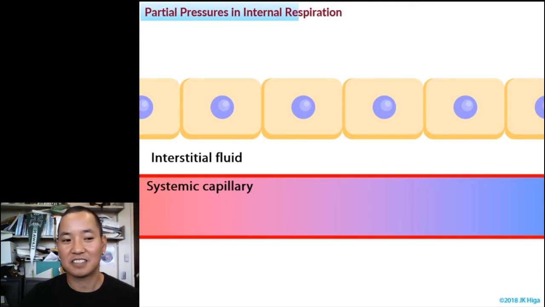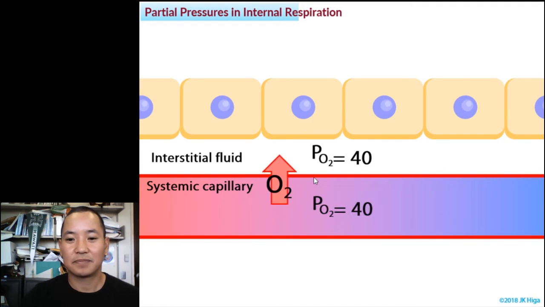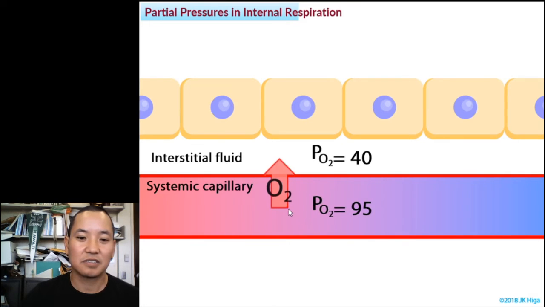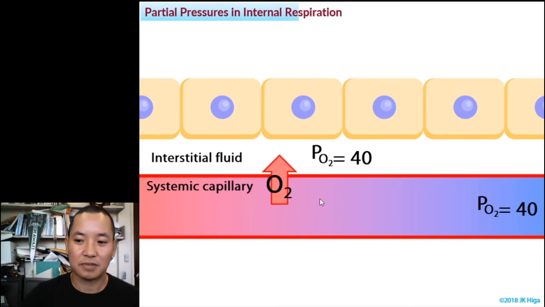You do lose a little oxygen along the way, so it drops to around 95. But what happens once it interfaces with the interstitial fluid? Well, now the interstitial fluid has a lower partial pressure, so again, things go from high to low. So 95 is greater than 40, so the oxygen is going to diffuse toward the interstitial fluid, and then your cells are going to uptake that oxygen as well.